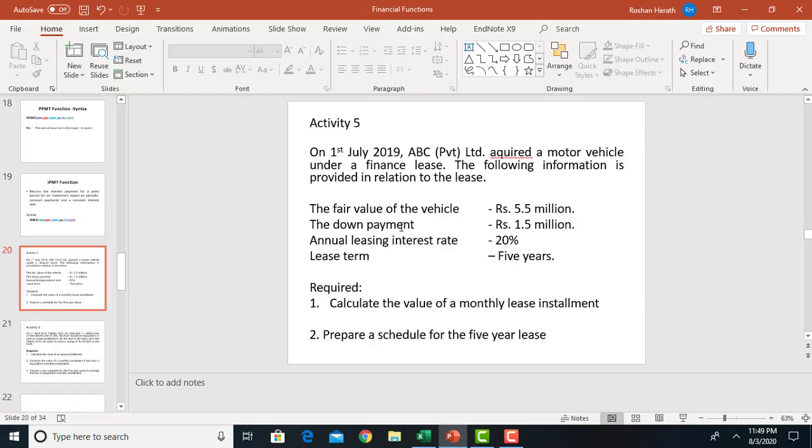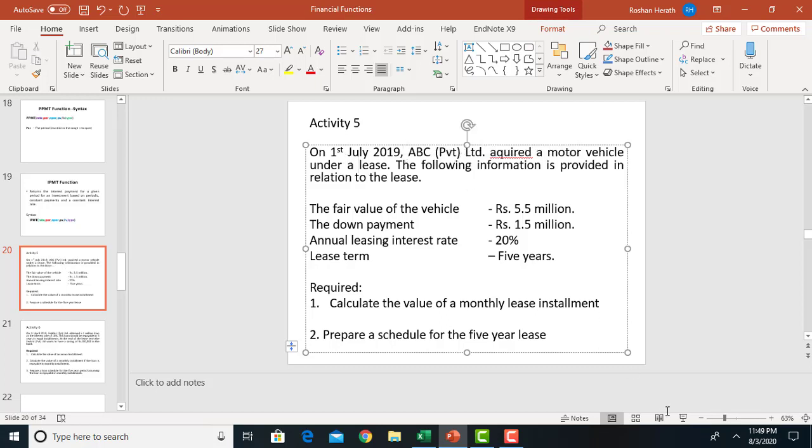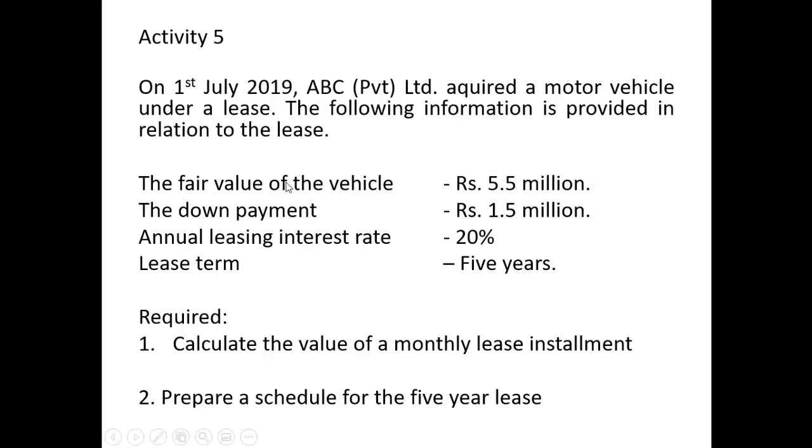So since it is no longer the finance lease, let me remove that. Now there's no classification as such, the books of lessee, so we may remove that. Then the fair value of the motor vehicle is 5.5 million. The down payment is 1.5 million. The annual lease interest rate is 20% and the lease term is 5 years. So this would be the basic information that is given.